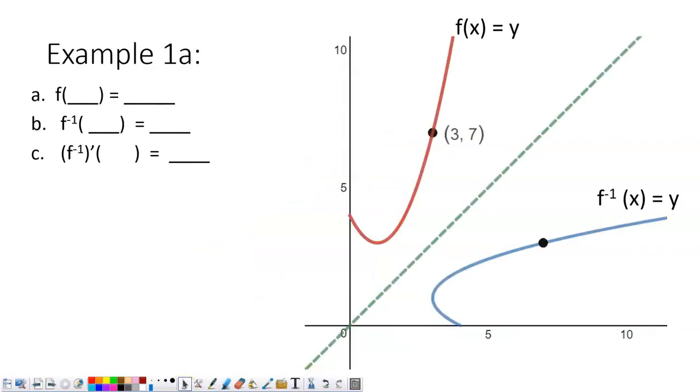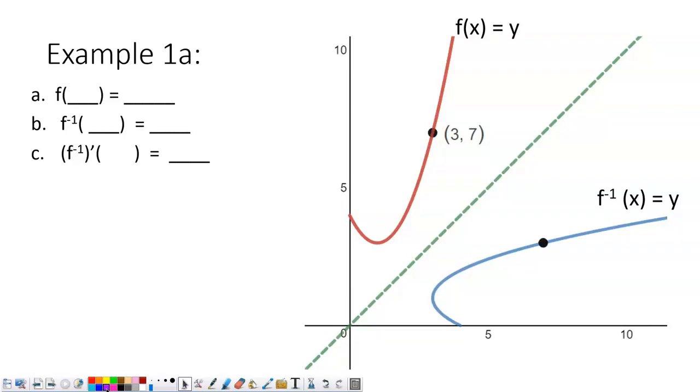So knowing all of that, we're going to do some problems here. I'm going to do example 1A, and then after that I'll give you guys a chance to think your way through some of these things. Okay? So I've got over here a graph of f, and I've got a graph of its inverse there. You can ignore the green dotted line if you want to. I just had that there because that's the invisible line that they're being reflected through because they're inverses of each other.